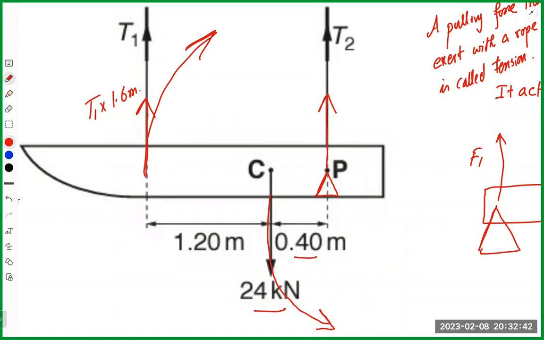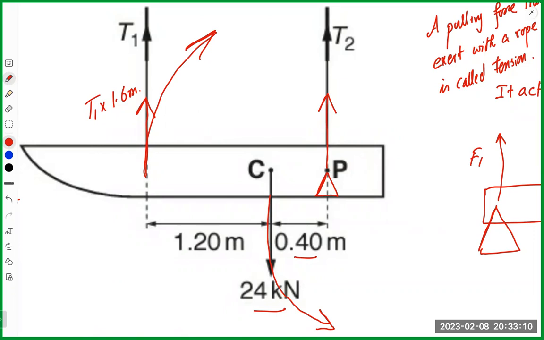I hope you can see the T2 is acting on the pivot. So that is out of the question now. How many forces are left? 24,000 Newton force and T1 force. One of the forces is producing an anti-clockwise turning effect, the other force is producing a clockwise turning effect. I find the clockwise turning effect in terms of T1. That will be T1 multiplied by 1.6 meters, because T1 is acting 1.6 meters from the pivot.